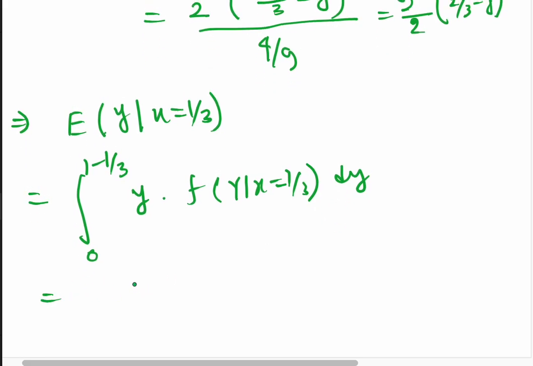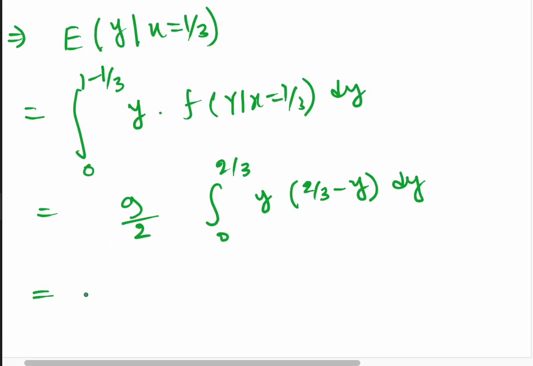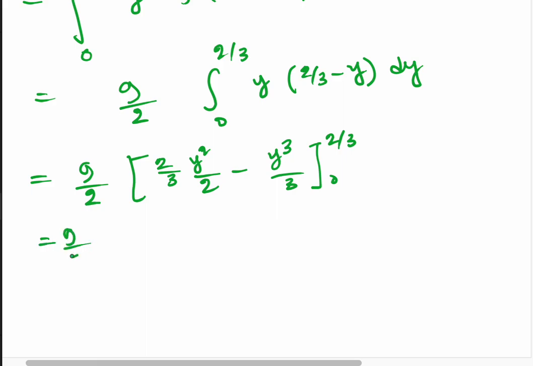So this is 9 by 2, integral from 0 to 2/3 of y times (2/3 minus y) dy. So this integration results in 2/3 y squared by 2 minus y cube by 3, from 0 to 2 by 3. So 9 by 2 into 2/3 into 4 by 9 into half minus 8 by 27.